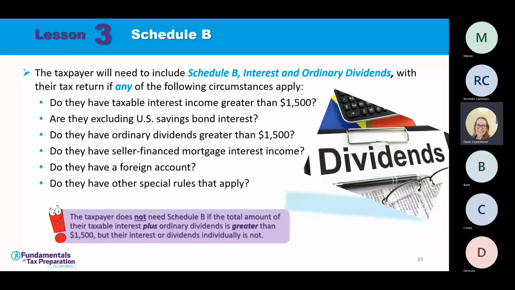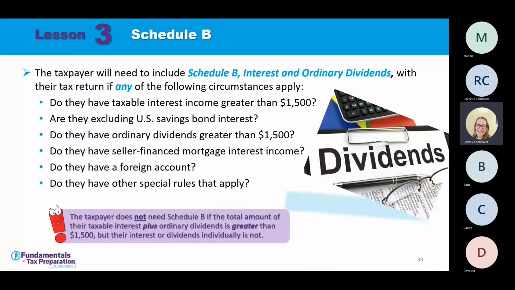They have to report that on their tax return, not only as interest income, but also as capital gains income, depending on if it was a residence they lived in or if it was an investment property they purchased for the purpose of selling it later. That's another complex topic. We'll talk about it again some other time, more in depth, but you just need to be aware that those are taxable events. Do they have a foreign bank account? And do they have any other special rules that apply?